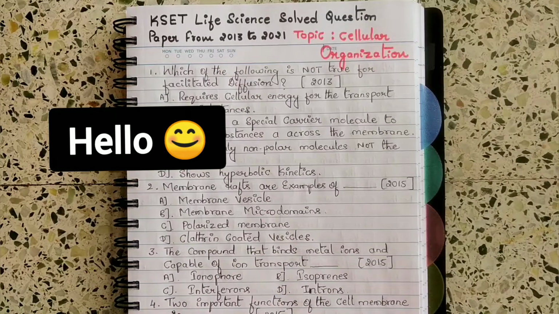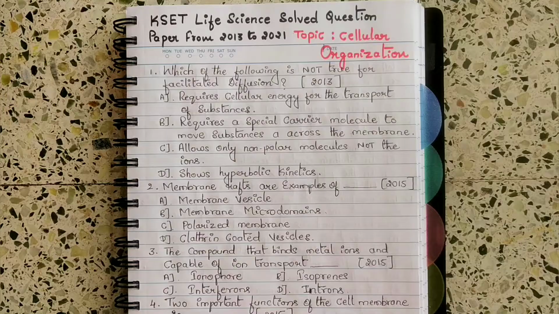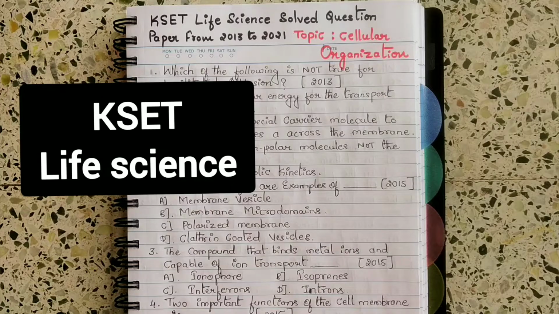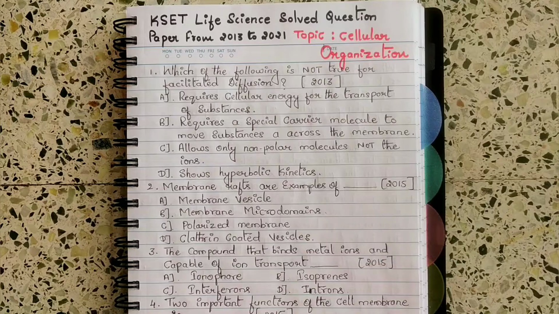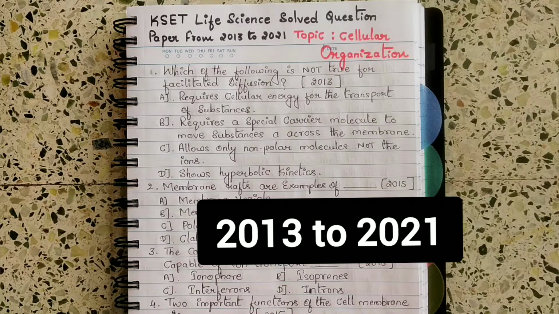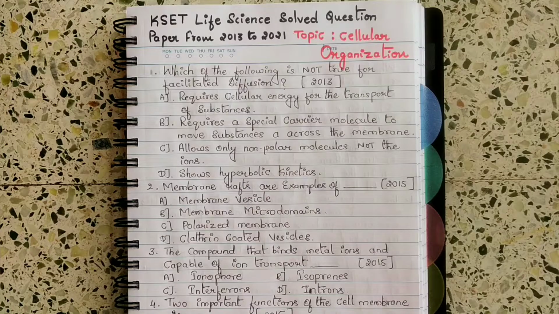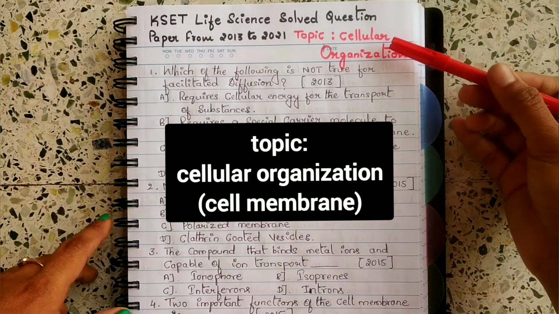Hello everyone, welcome back to my video. In this video I am going to solve the KSET lessons question paper from 2013 to 2021. What I did is I have collected all the questions which are asked in the KSET from 2013 to 2021. I have made a list here of the topic cellular organization, that you can say cell membrane.